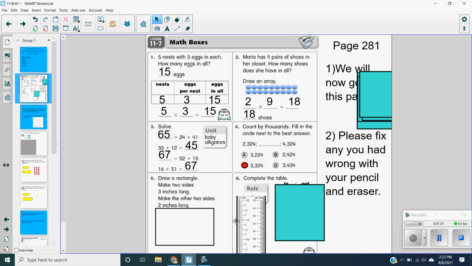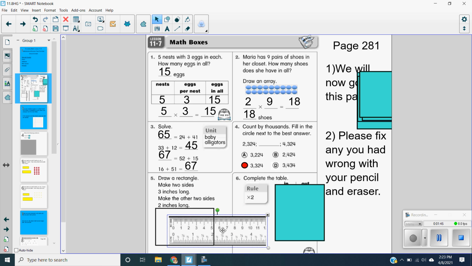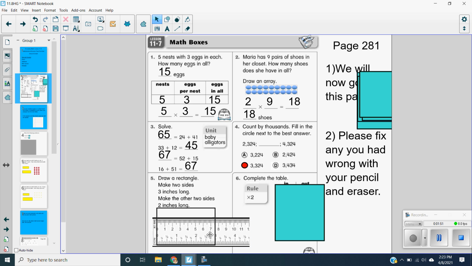For question 5, draw a rectangle, make 2 sides 3 inches long, and make the other 2 sides 2 inches long. So you can see that my shorter side is about 2 inches long, and then my longer side is about 3 inches long. So I'm looking right here at these bottom numbers. So if you want to double check to make sure that yours matches before moving on.